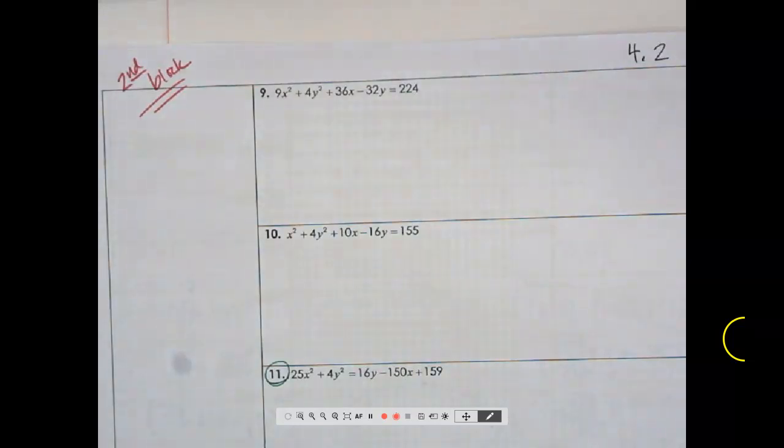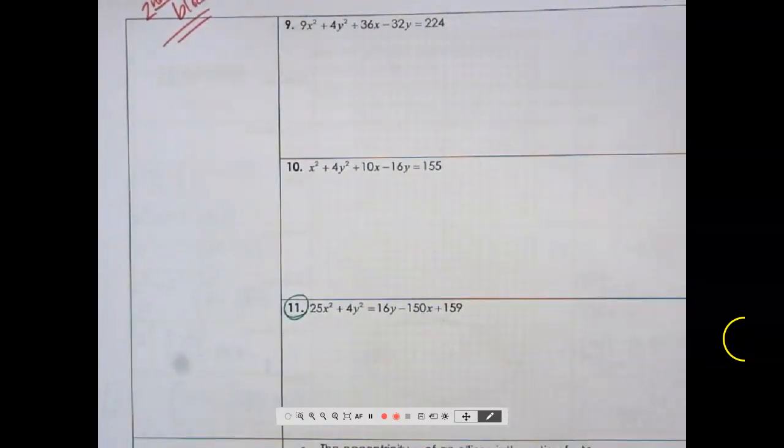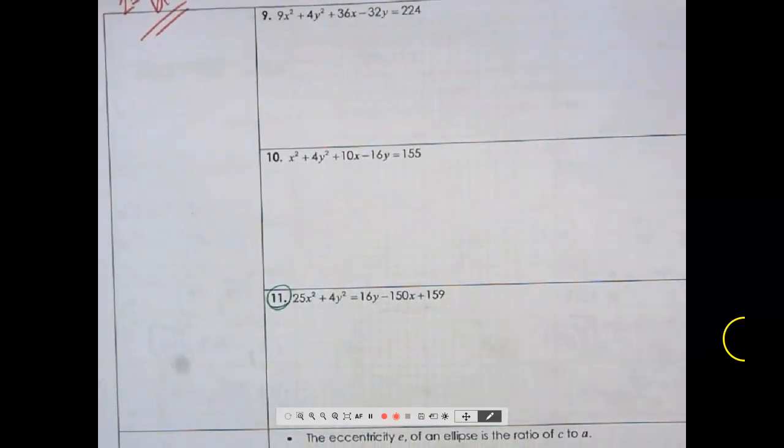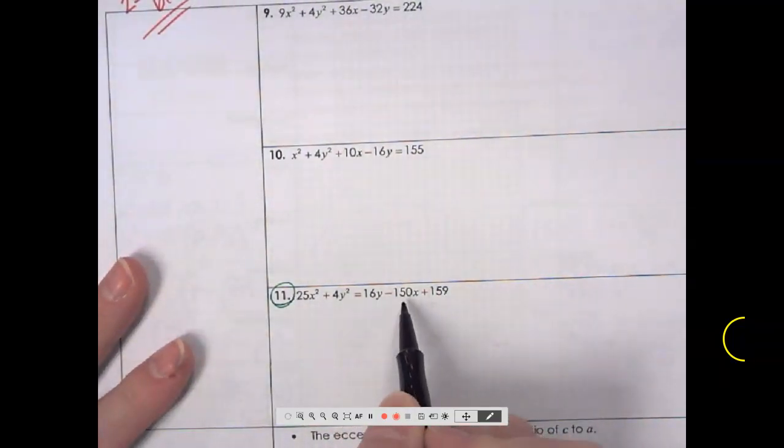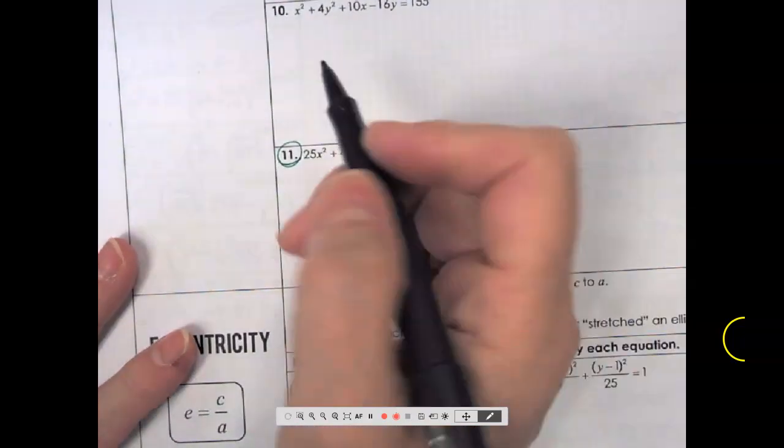To jump down to number 11 and do one more with completing the square, because I thought that this one looked like maybe the hardest of these three. So, remember when we're completing the square, we want everything with a variable on the left, constant to stay on the right. So I'm going to subtract 16y and add 150x to both sides.